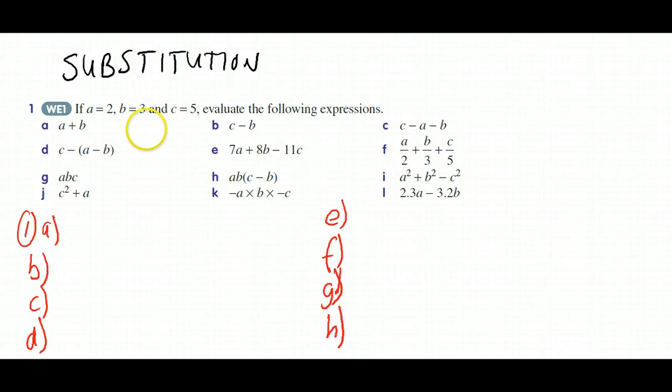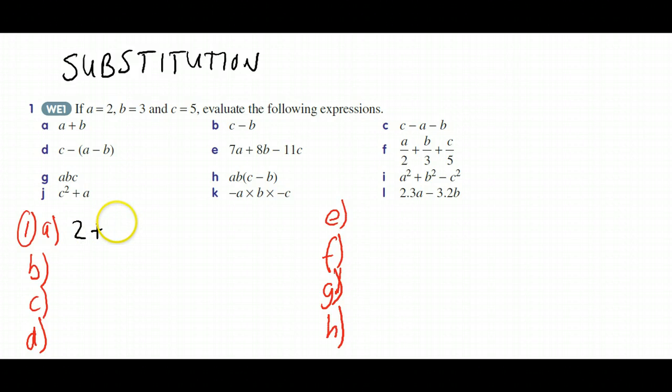Alright, in this video we're going to do some substitution questions from the textbook. So here's question 1. In question 1 we've got a equals 2, b equals 3 and c equals 5, and we've got to evaluate these expressions using that information. So in each question we're just going to replace the letters with the appropriate numbers.